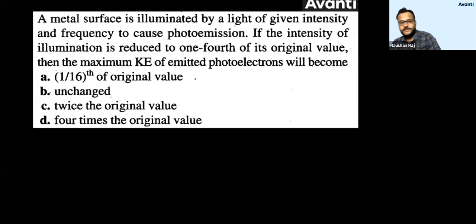A metal surface is illuminated by a light of given intensity and frequency to cause photo emission. If the intensity of illumination is reduced to 1/4 of its original value, then the maximum kinetic energy of emitted photoelectrons will become. एकदम मस्त खतरनाक टफ क्वेश्चन है.